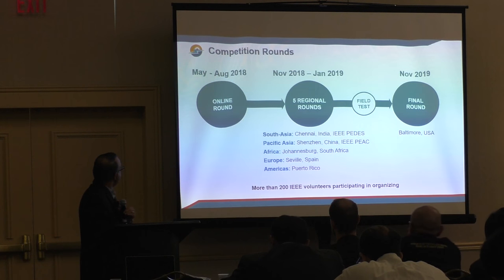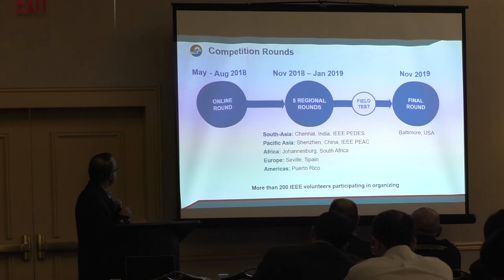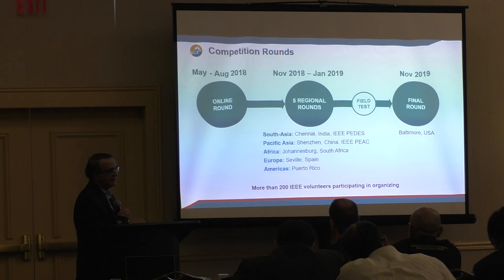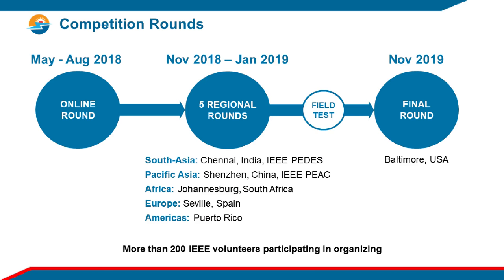So the online round, we'll talk a little bit more about that, ends at the end of August, and then it moves to the regional round. There are five regional competitions that are scheduled right now. One is in South Asia in Chennai, one is in Pacific Asia in Shenzhen, one is in Africa in Johannesburg, and in Europe in Sevilla, and for the Americas in Puerto Rico. These are all taking place towards the end of this year and the beginning of next year.